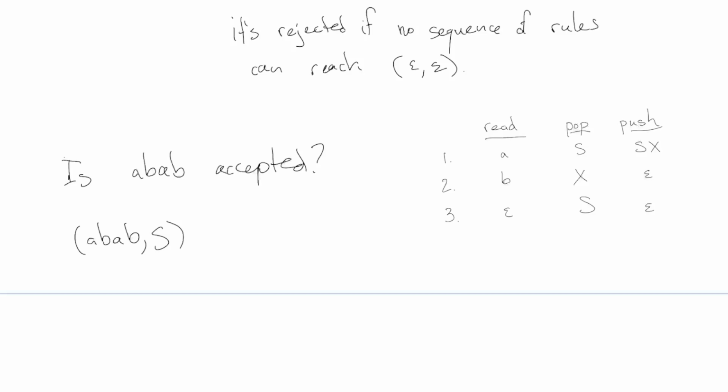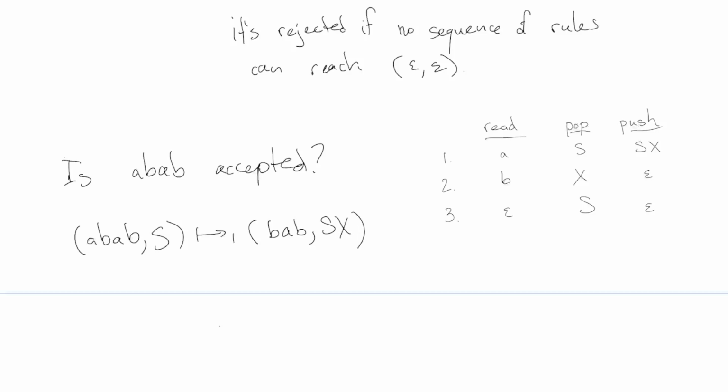Which rule should I do first? Rule number 1, yeah. That's the one that has read A. Let's try rule number 1 first. So it says pop S, push SX. So the first A goes away because I read the A. And then the stack part, this S gets thrown away and replaced with SX. So it's like that, BABSX.